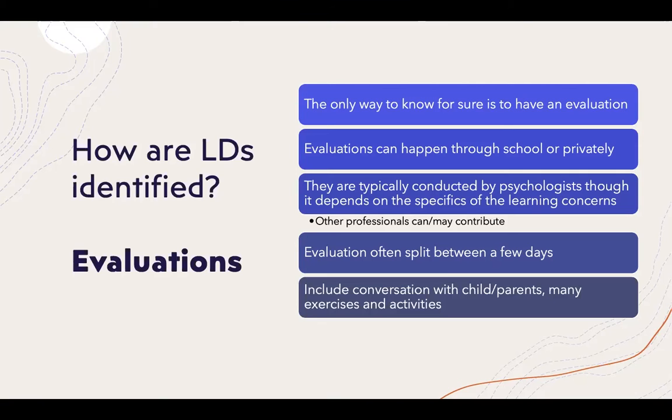So for instance, if you have a student who may have a language or speech problem, there could be other medical issues. So it's typically a psychology evaluation, but other professionals may contribute to the assessments as well. And the evaluations are typically not a quick process. They're often split between a few days. There's a lot of testing that can go into those. And they do also include conversation with a child and that child's parents, and often the teachers. And there are many exercises and activities that the psychologist, or the professional, will want to use for that assessment. But taking the history on the concerns will certainly be a part of the evaluation.